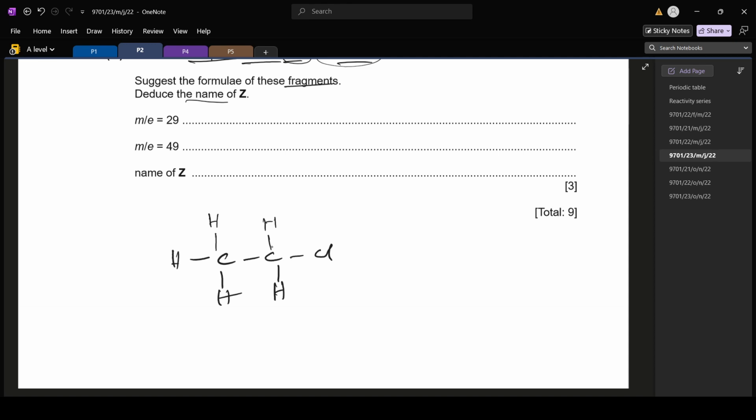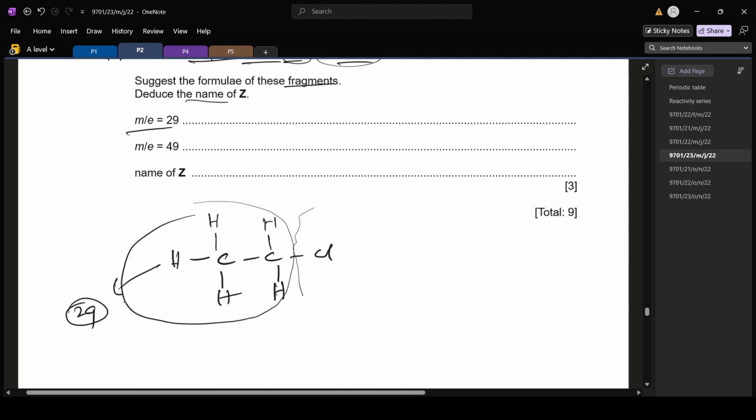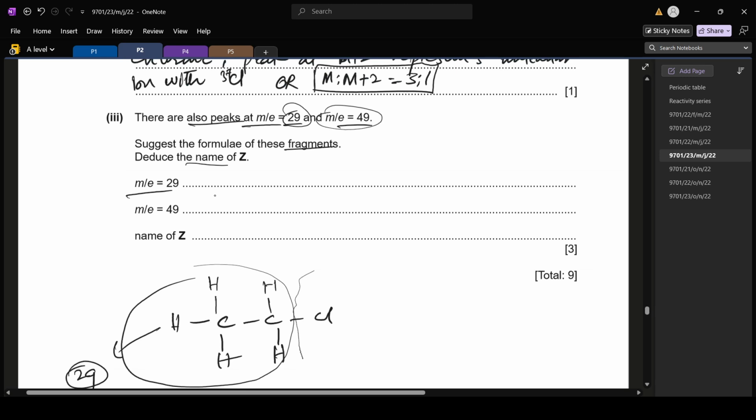If I break the structure from here, this is giving me a peak at 29. The peak at 29 is due to the ethyl group. If you calculate the Mr of this part, it gives an Mr of 29. So this peak at 29 shows that it contains an ethyl group, so there is only 1 halogen. The ethyl group is C2H5 plus.